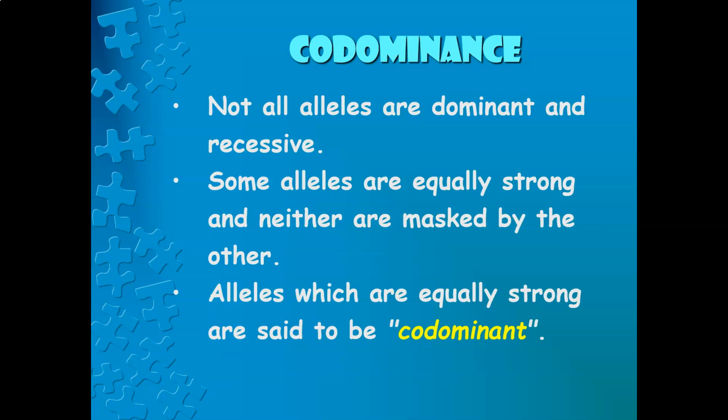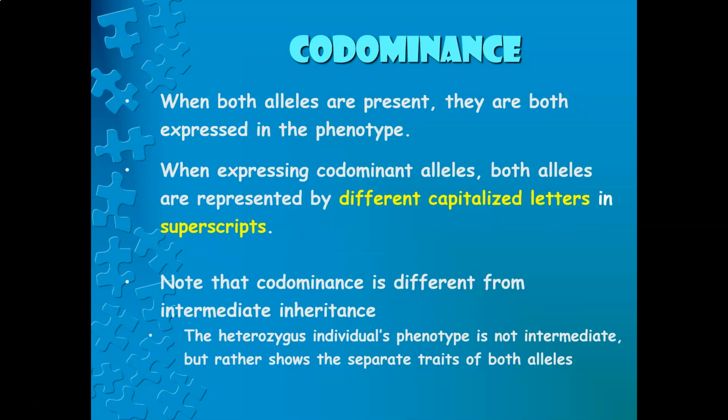So go back to what I was just saying. We take Mendel's dominant and recessive, and that dominant 100% masks the recessive. If I look at intermediate inheritance, it's maybe a 50% masking. Now when I get to codominance, there's no mask at all. Both alleles are equally as strong, and so we talk about them as being codominant to each other. So when both alleles are present, they are both expressed.